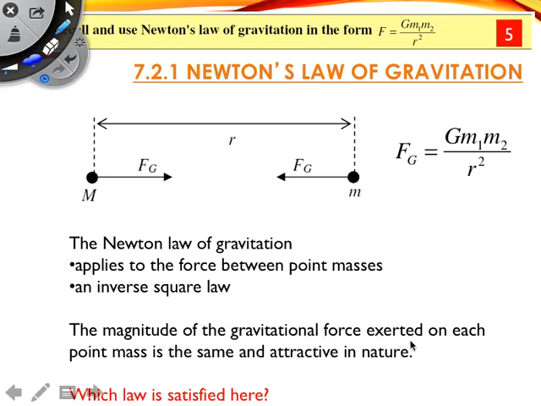The magnitude of the G force exerted on each point mass is the same and attractive in nature. So capital M pulls on small m with Fg, and small m pulls on capital M with Fg. Same force. Which law am I trying to satisfy here? First law? Newton's which law? Third law, right? Remember when A acts on B, B must act on A with the same type of force, opposite direction and equal magnitude. So this is Newton's third law of action. That means if Earth pulls on me with a certain G force, I'm also pulling on Earth with the same amount of G force.